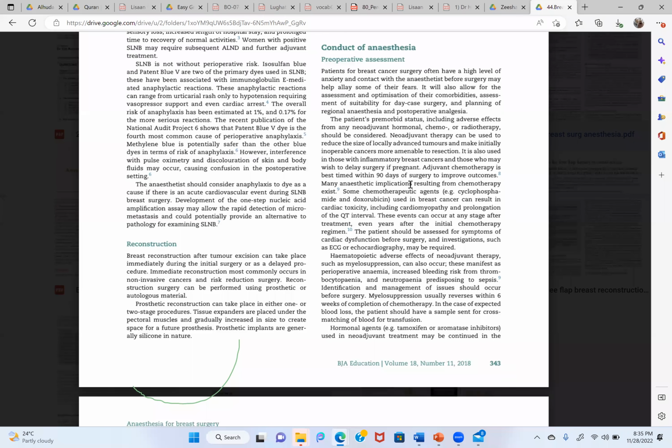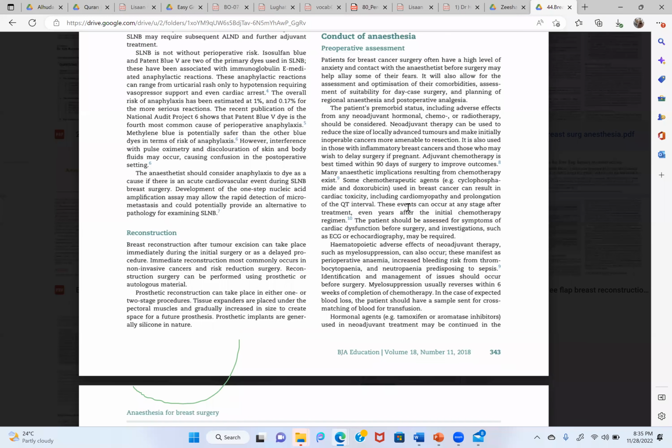You can have a look at some of the chemotherapeutic agents, like cyclophosphamide and doxorubicin, and their involvement in things like QT interval prolongation and cardiomyopathy. And you have read about it.